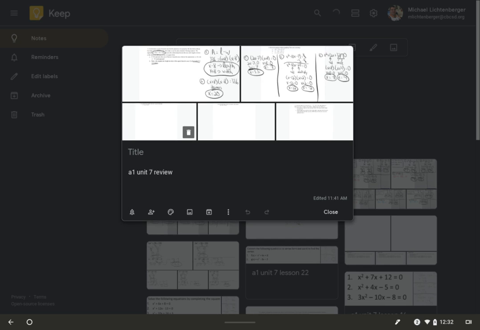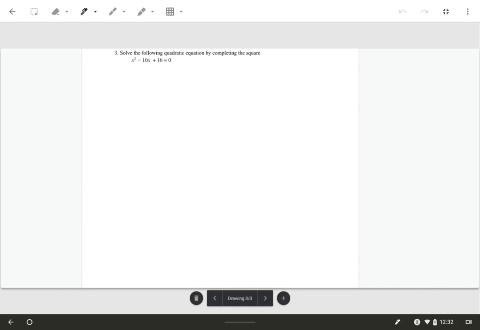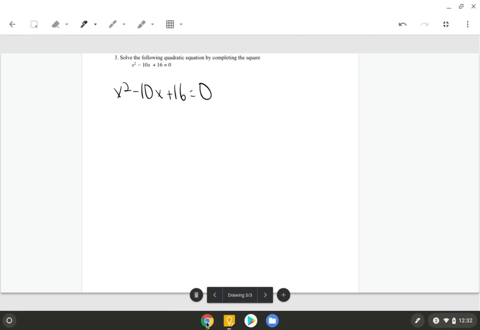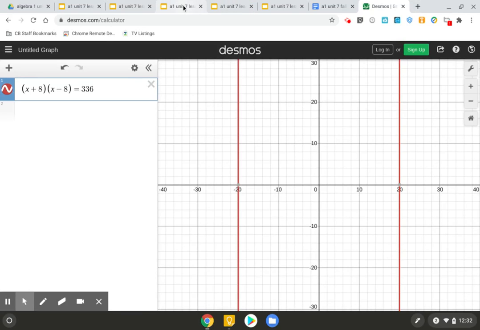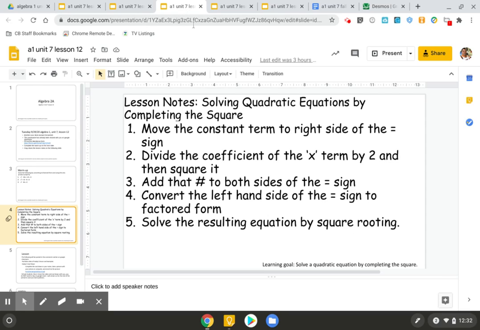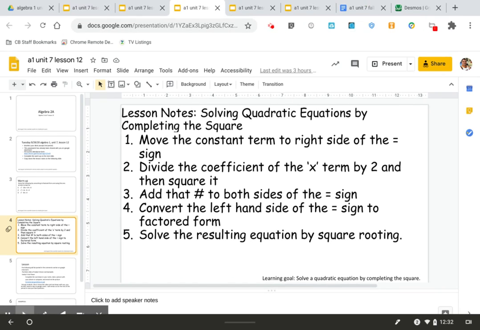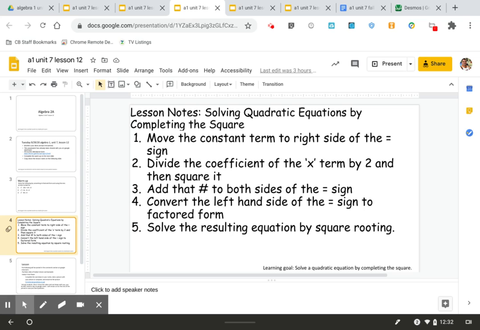Okay, moving on to number 3. Solve the following quadratic equation by completing the square. So x squared minus 10x plus 16 equals 0. Okay, so if you forgot the steps for completing the square, that is in lesson 12. So these are the lesson notes from lesson 12.